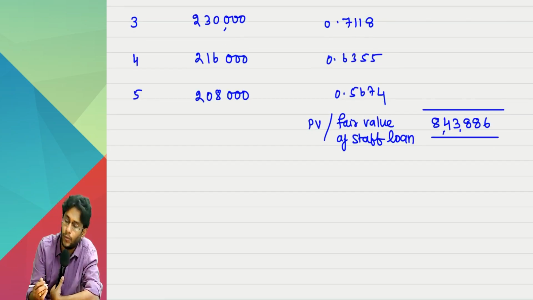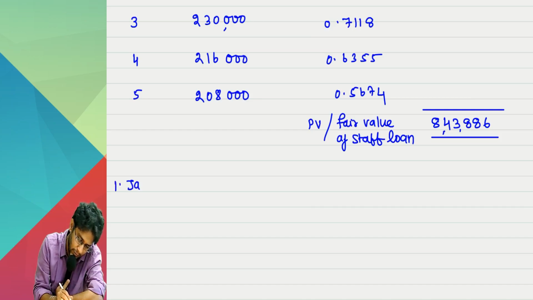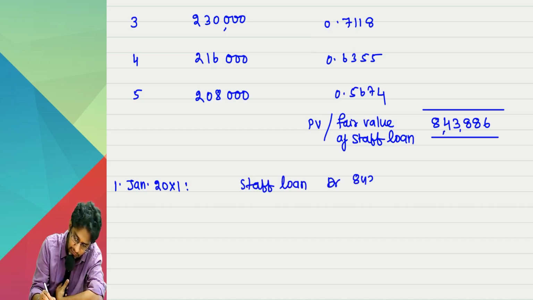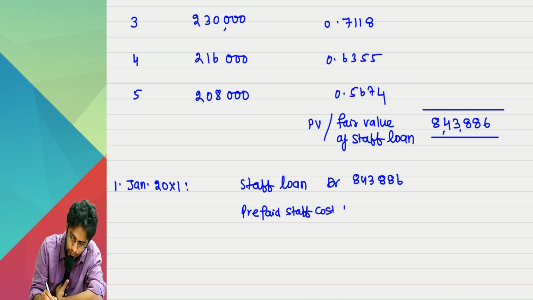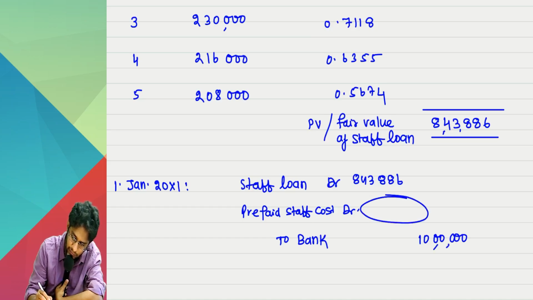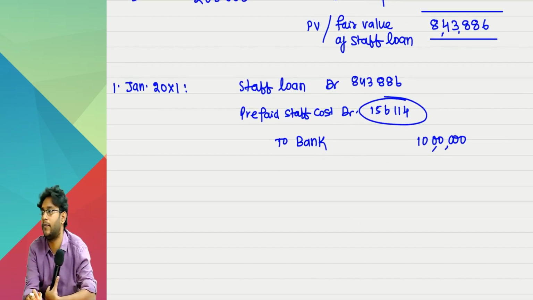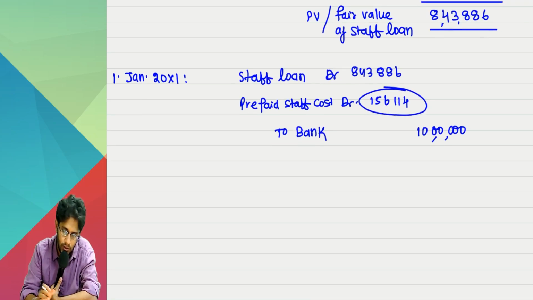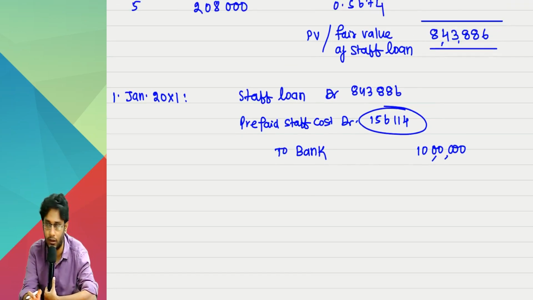Now, the entry you should pass on the very first day, 1st January 20x1: staff loan only at fair value, which is 843,886. Since we are asking him to stay in the company, this gap must be transferred to prepaid staff cost. To bank, how much am I paying? 10 lakhs to that fellow. So work out this: 151, 156, 114. It's an already solved solution, sir. If you don't write it also, it's okay. If you write it also, it's fantastic.